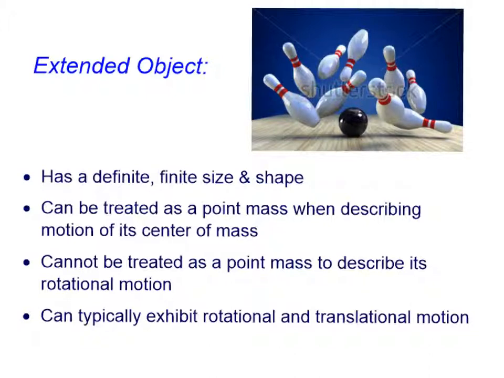And we can do that when we're describing the motion of its center of mass. But extended objects cannot be treated like a point mass when we're trying to describe rotational motion. Generally, extended objects can exhibit both rotational and translational motion.